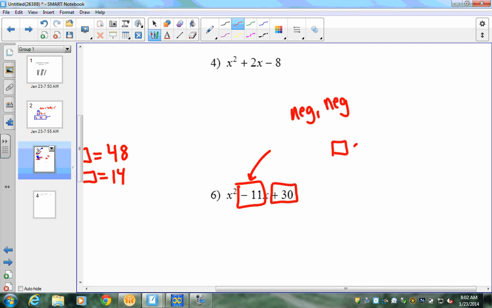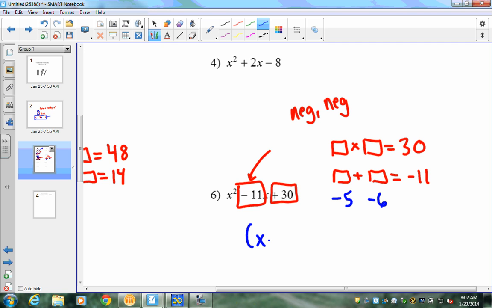So what two numbers multiply to get to a positive 30, yet the same two numbers add to get to negative 11? Okay, now just in the interest of time, I'm going to go ahead and speed it up. The answer is negative 5 and negative 6. So that means my answer would be x minus 5 in parentheses, and then x minus 6. And there's your answer.